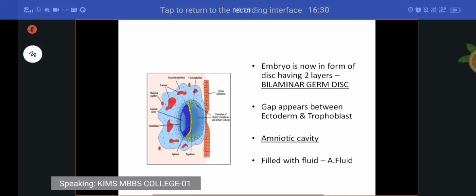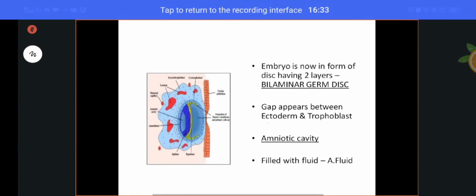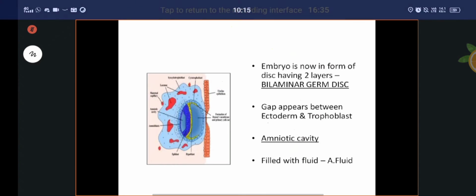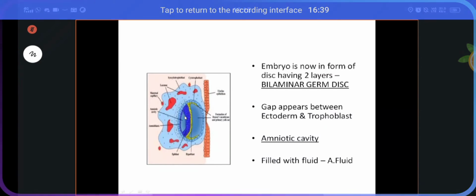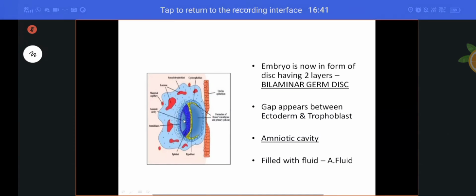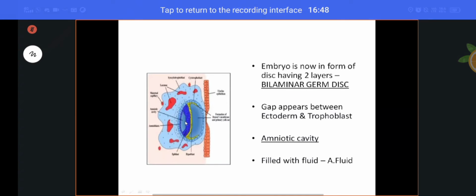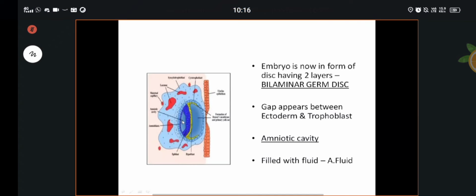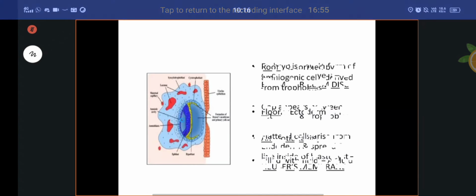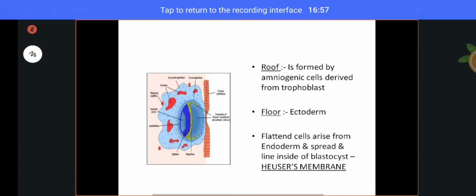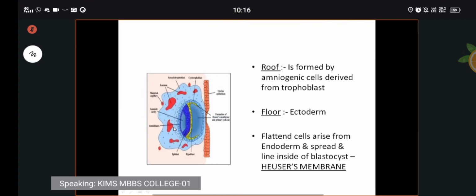In the further process of development, a gap appears between the ectoderm and endoderm. Here in the diagram, you can clearly see the gap between the ectoderm and endoderm. This gap is converted into a cavity, which is called the amniotic cavity, and it will be filled with a fluid called amniotic fluid. When you observe this, it has a roof as well as a floor.